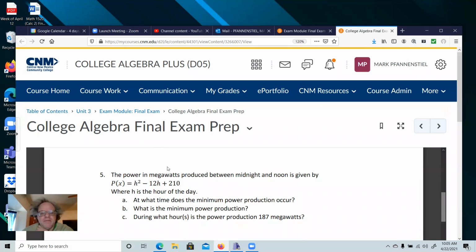We're going to be looking at final exam prep for college algebra, problem number 5 here. We've got a function that talks about how much power is produced between midnight and noon. H is the hour of the day. I'm going to make the assumption that hour 0 is the midnight hour, and 12 would be noon, so we can go from 0 to 11 or 0 to 12, and work on it that way.